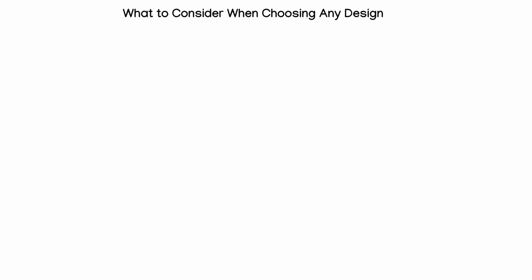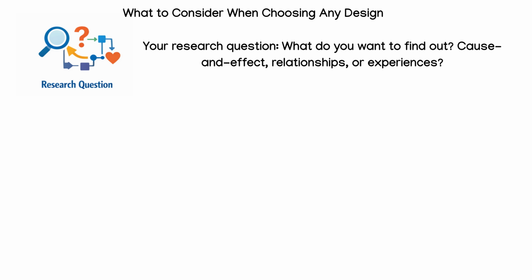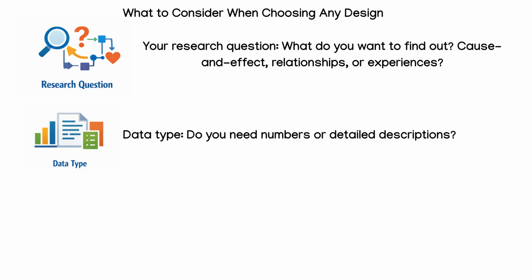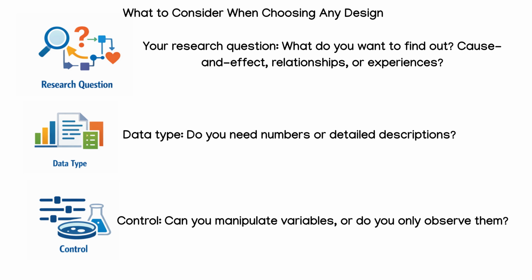What to consider when choosing any design. When picking a research design, think about your research question. What do you want to find out? Cause and effect, relationships, or experiences. Data type. Do you need numbers or detailed descriptions? Control. Can you manipulate variables, or do you only observe them?